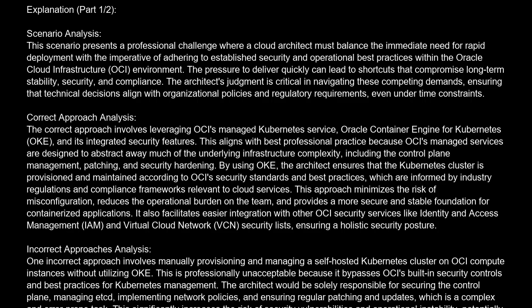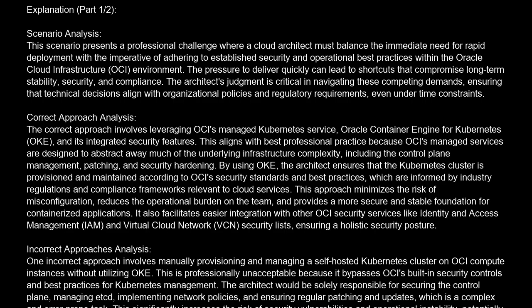Incorrect approach analysis. One incorrect approach involves manually provisioning and managing a self-hosted Kubernetes cluster on OCI compute instances without utilizing OKE. This is professionally unacceptable because it bypasses OCI's built-in security controls and best practices for Kubernetes management.